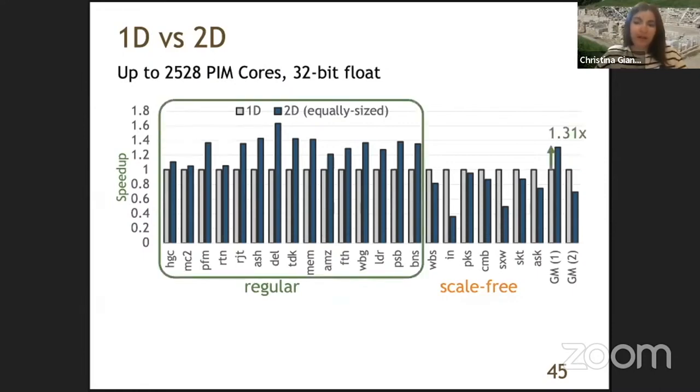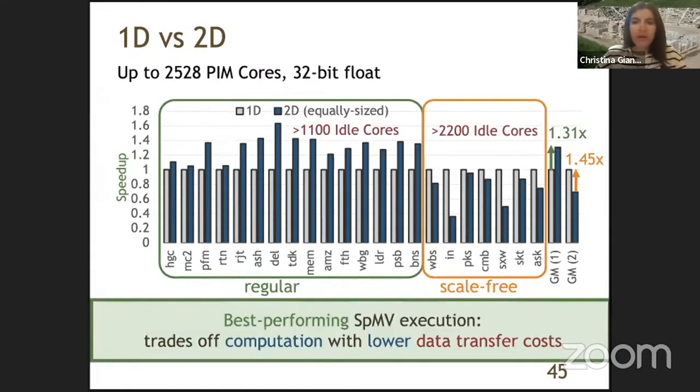So we find that across all matrices, the equally sized 2D partition technique performs best in regular matrices, while the 1D partition technique performs best in scale-free matrices. However, we find that in both techniques, the best end-to-end performance is achieved with a much smaller number of PIM cores than the available PIM cores of the system. There are many idle cores in the system because the best performing SpMV execution is a trade-off between computation and data transfer costs through the narrow memory path.